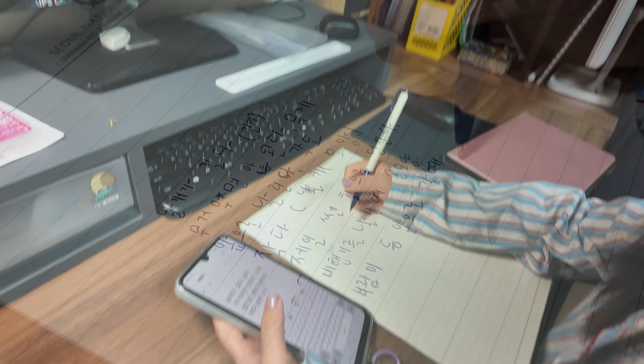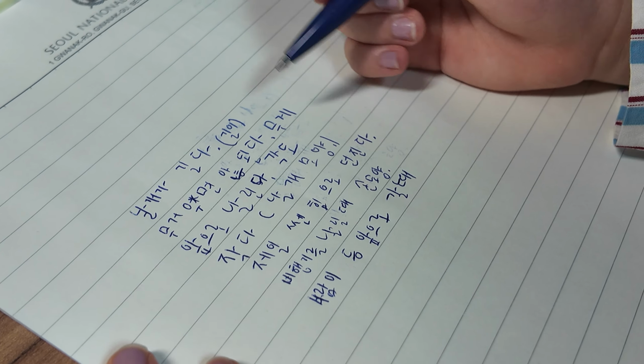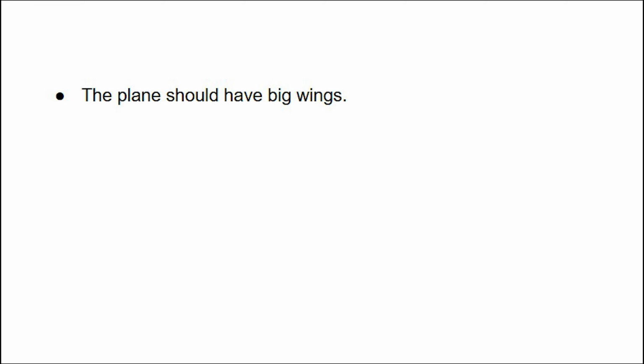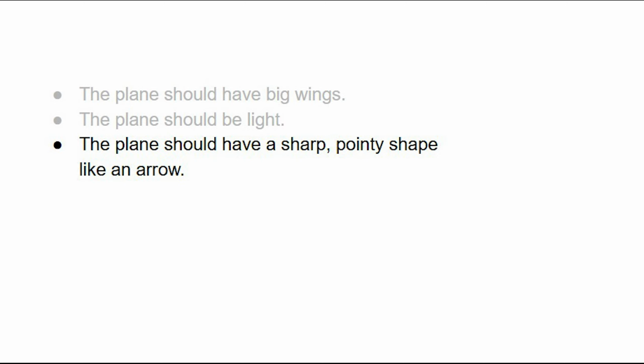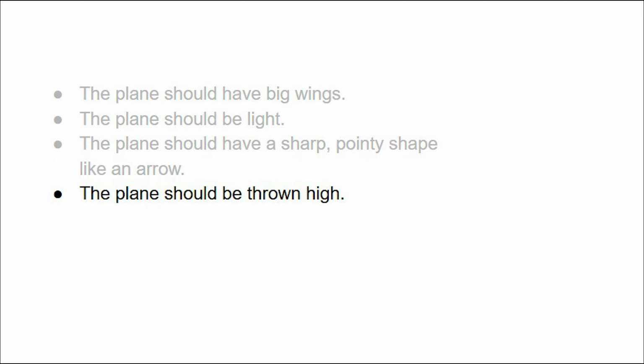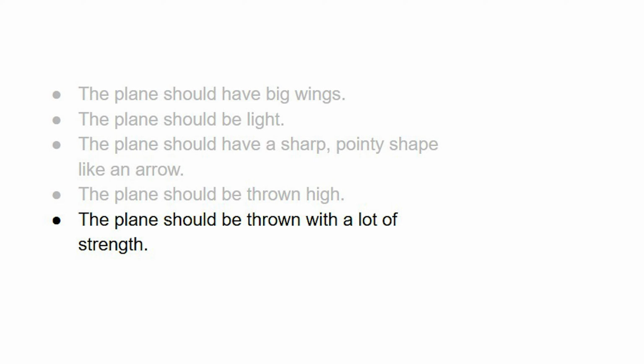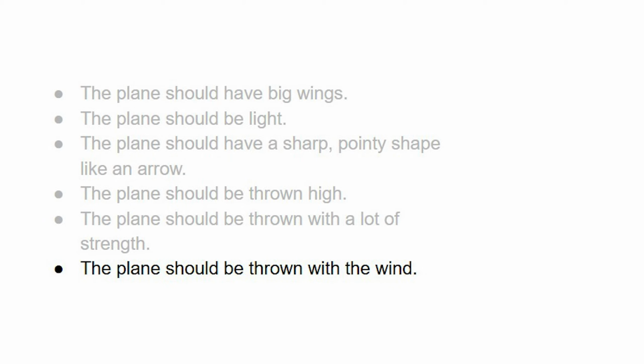Here are some ideas I came up with. The plane should have big wings. The plane should be light. The plane should have a sharp, pointy shape like an arrow. The plane should be flown high. The plane should be flown with a lot of strength. The plane should be flown with the wind.